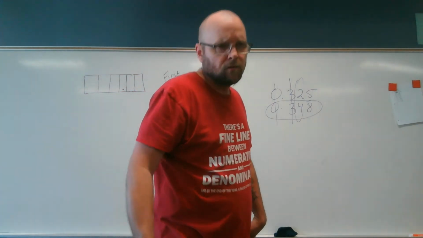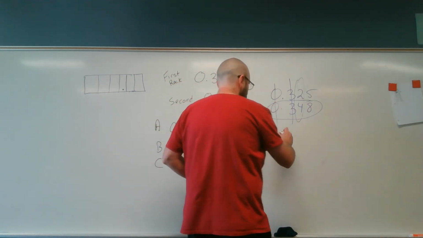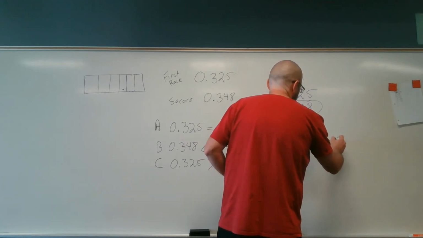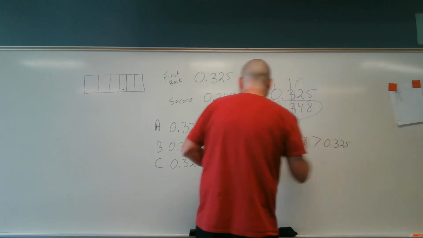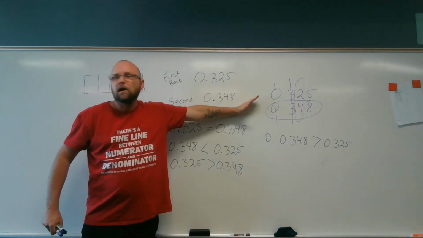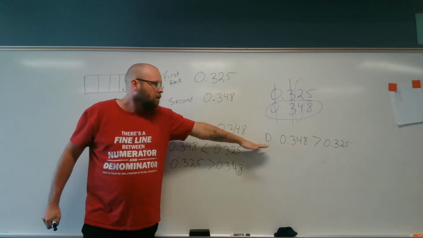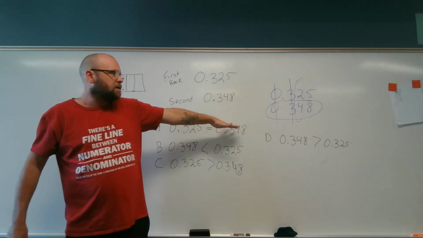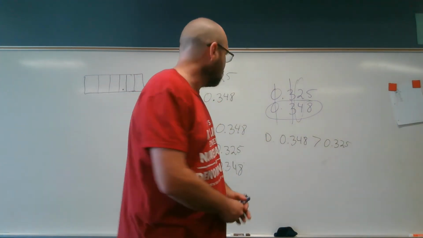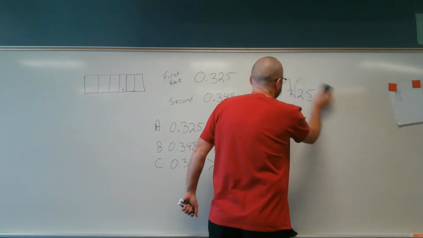Ilaria, what does D say? 0.348 greater than 0.325. Okay, so those are our 4 answer choices. We have proven our work up here. D is my correct answer because 348 thousandths is greater than 325 thousandths. So we've proven our answer. Our answer should be D on that problem.